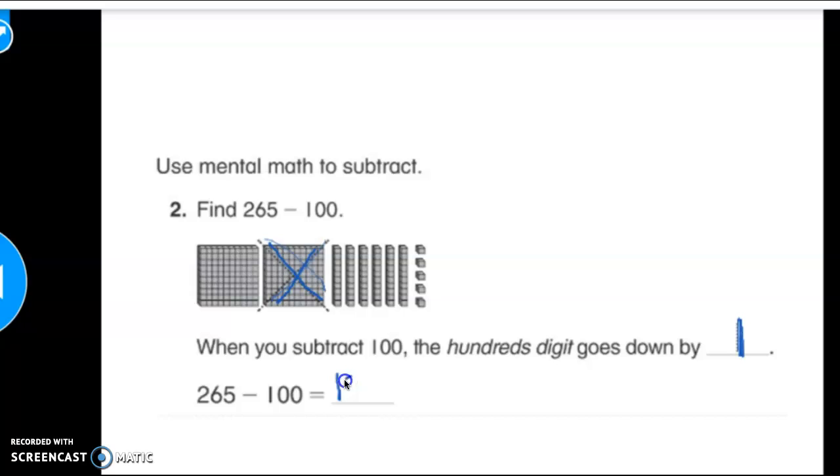We still have the same 6 tens, and we still have the same 5 ones. Notice your ones did not change, your tens did not change. The only thing that changed was your hundreds, and it went down by 1 because there was 100 here. So we took one of those away and we got 165. 2 minus 1 is 1.